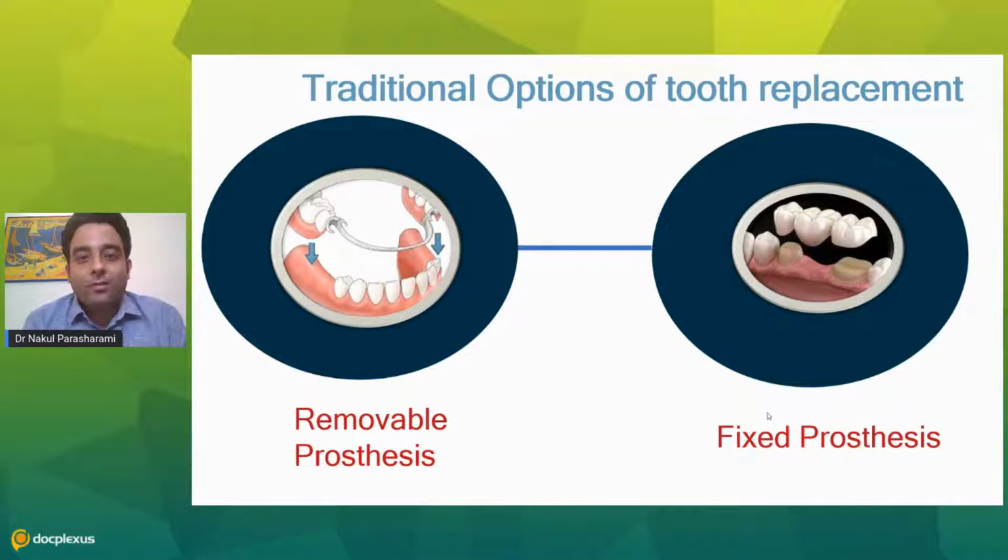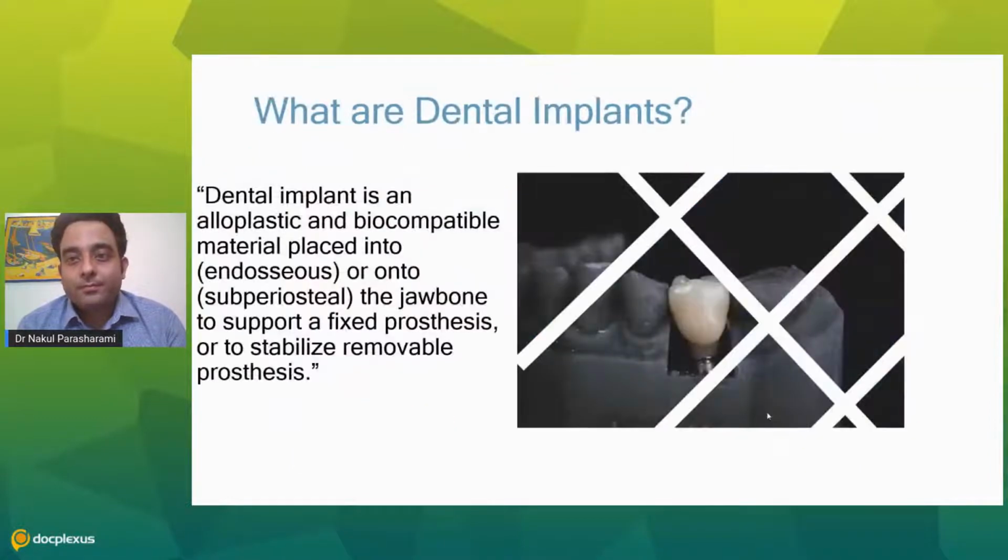So to overcome these problems associated with removable prostheses and fixed prostheses, there is a third intervention known as dental implants. Next slide. So basically, dental implants are alloplastic and biocompatible materials placed into the bone or onto the jawbone, which is to support a fixed prosthesis or stabilize removable prostheses.